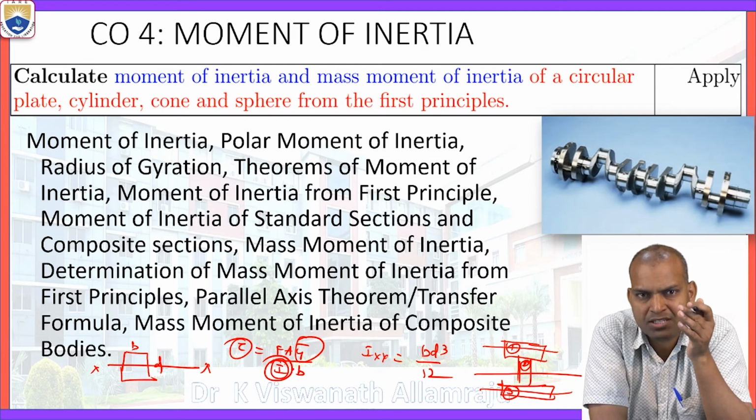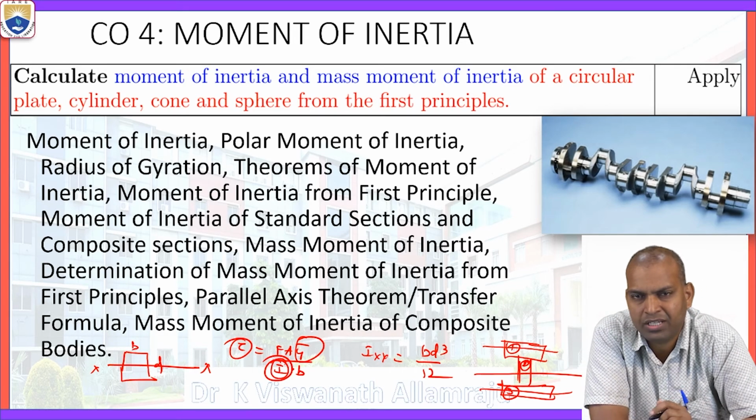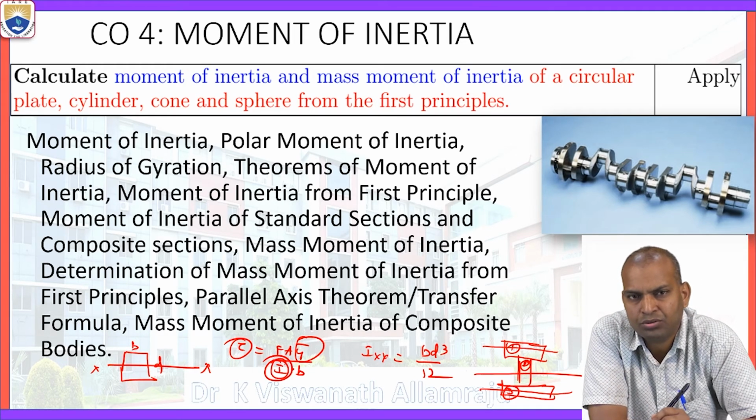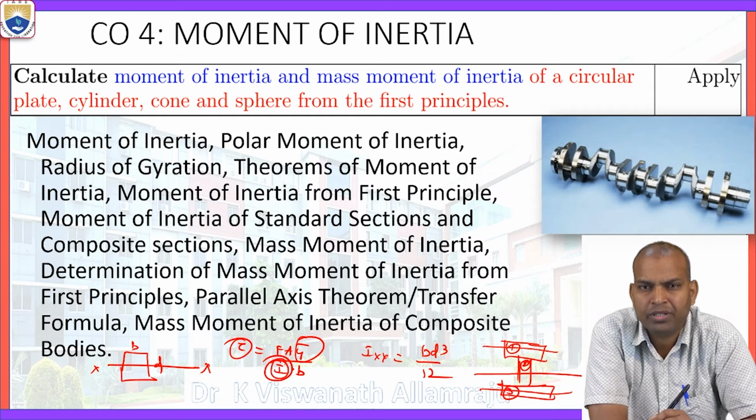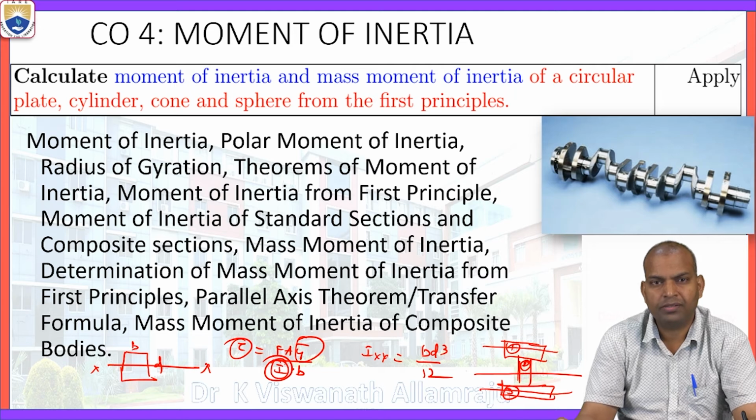If the beam section is not in the proper direction, then immediately collapse takes place. There is a lot of damage. So in order to do the shear stress analysis and bending stress analysis, the parameter of moment of inertia is highly useful for designing the buildings or constructing the buildings and heavy structures.